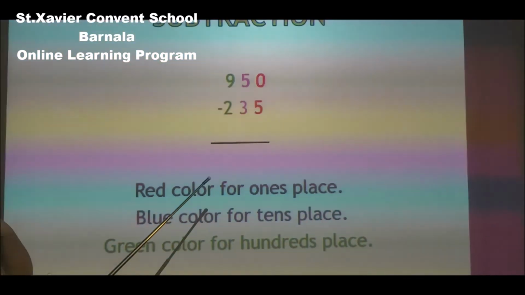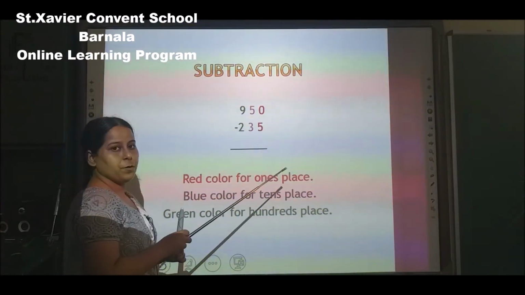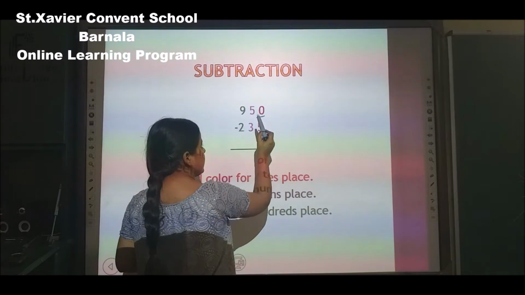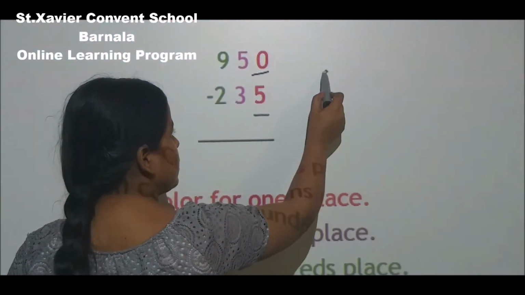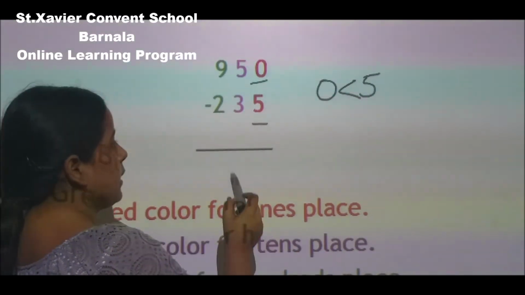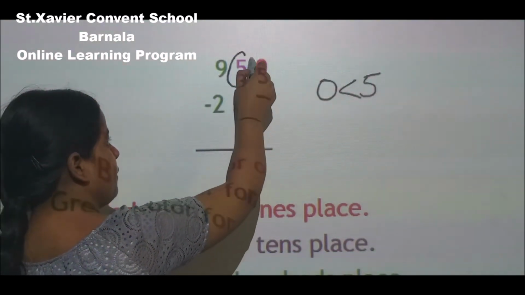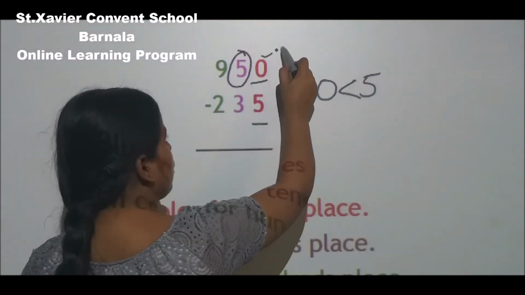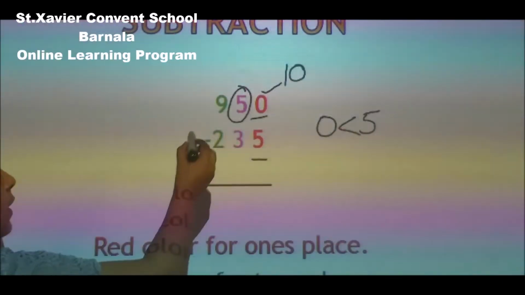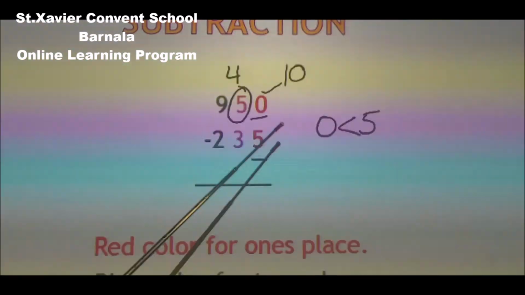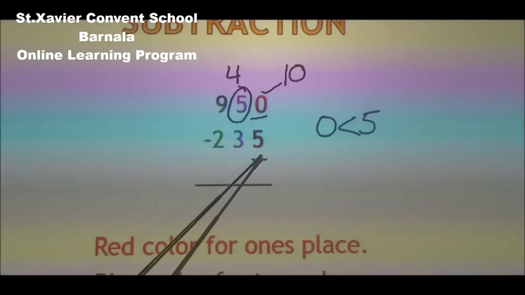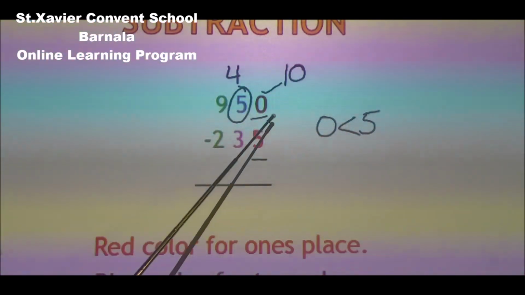Next is a 3-digit number subtracted from a 3-digit number. There we have 0 and 5 at the tens place. 0 is smaller than 5, so we take a borrow from this 5. So 0 becomes 10 and 5 becomes 4. 0 is smaller than 5, so 5 gives the borrow to the 0.